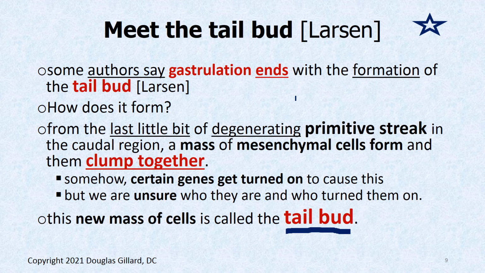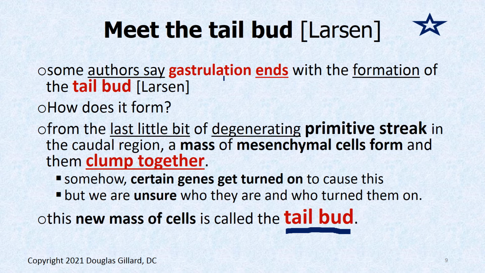This is about the tail bud, and we're talking about this now because this happens as the primitive streak disappears or disintegrates. In fact, some authors say that gastrulation is complete via the formation of the tail bud, but we're not going to say that. That's what European medical schools use, Larsen. It's a great book, by the way, but we're not going to say that. Just for other people who are watching this, some people say that the formation of the tail bud officially marks the end of gastrulation. So what's the deal with this tail bud?